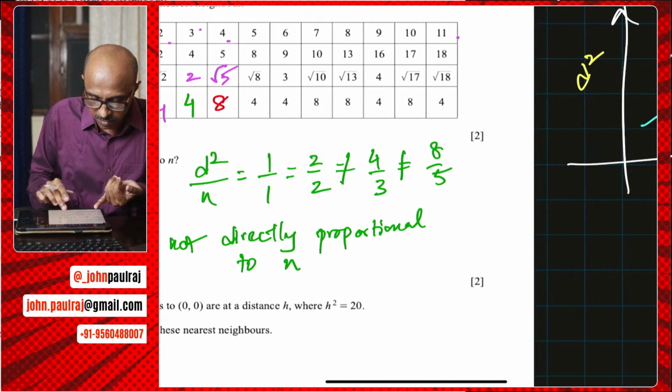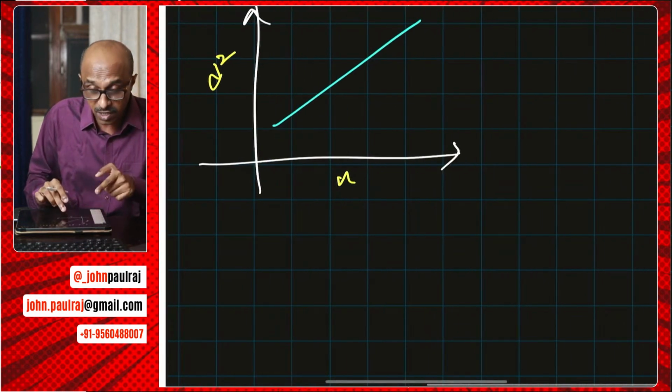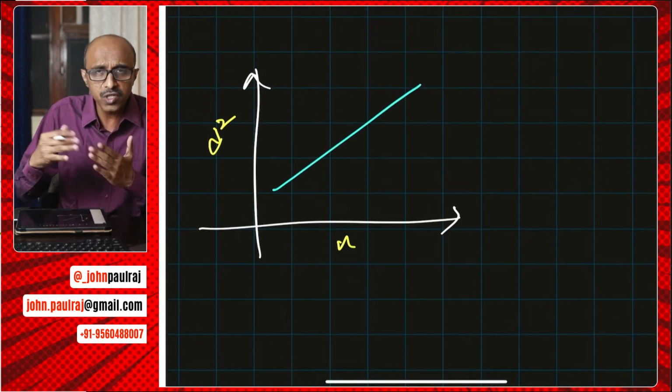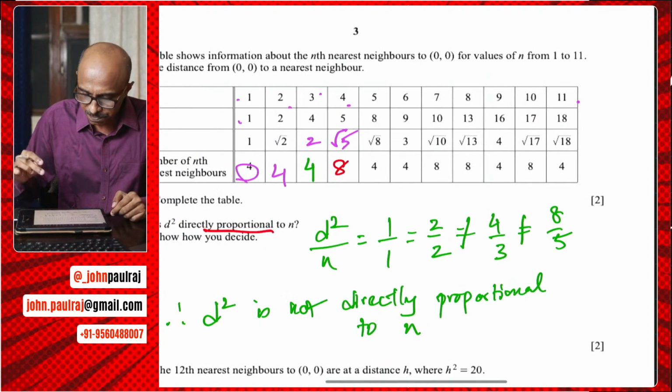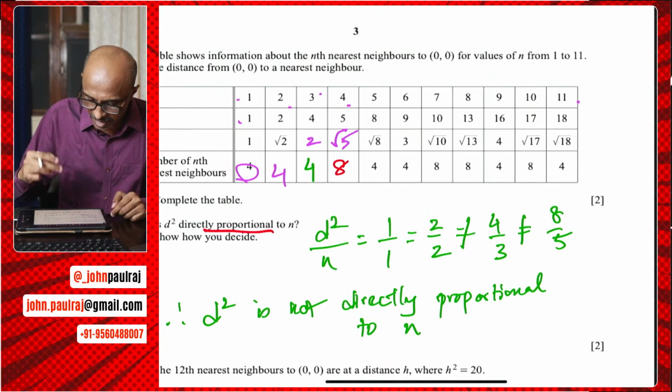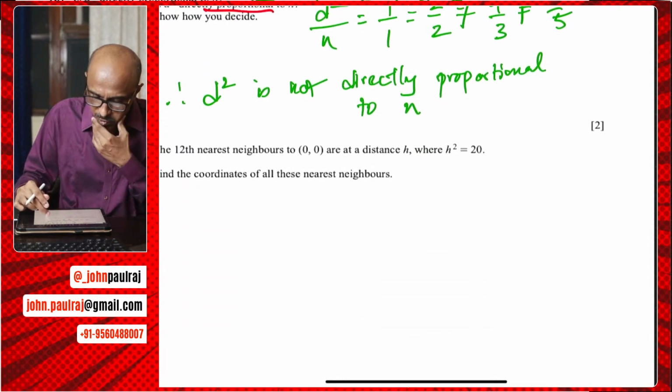You can either show it with the ratio terms, or you can even plot the graph and make a little sketch and show that it's not actually a straight line. That will also help to verify and make the claim that d square is not directly proportional to n.